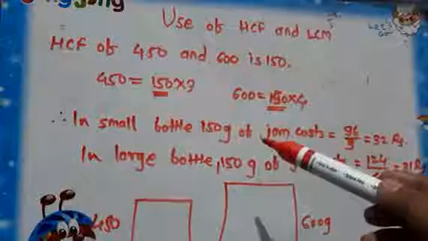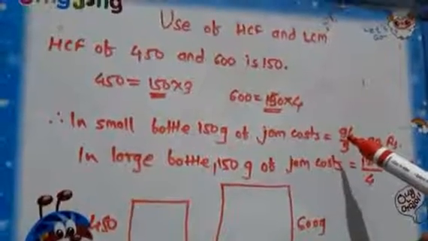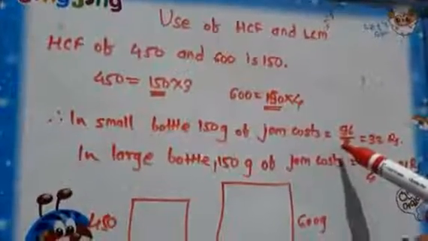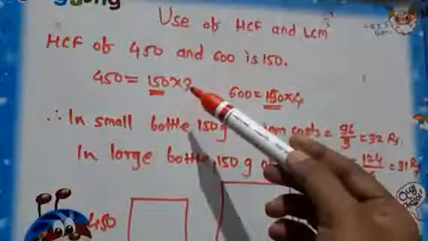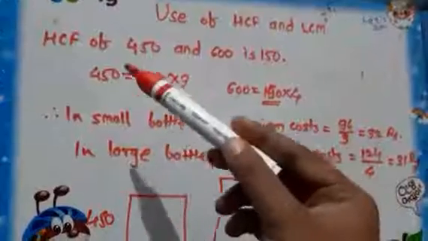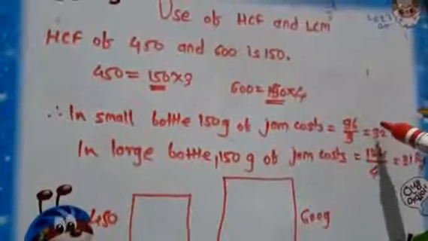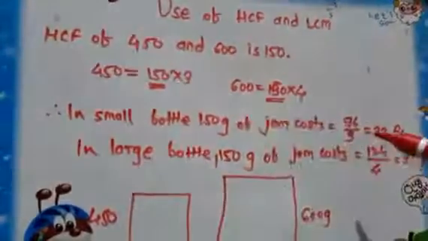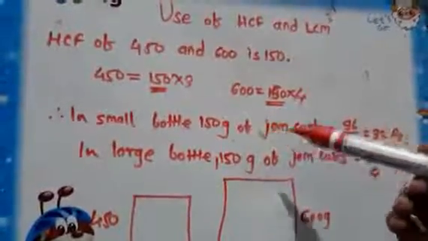In the small bottle, to find the cost of every 150 gram of jam, the total cost of the bottle is 96 and that will be divided by 3. Why? Because 450 can be written as 150 into 3. So if we want to find the value of this 150 gram of jam out of 450, then we have to divide the total cost by 3. Then whatever is the value, that will be of 150 gram.